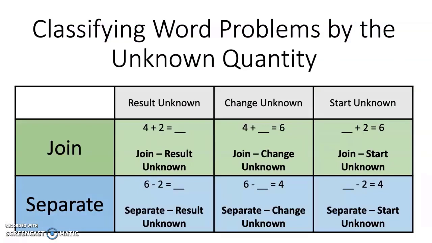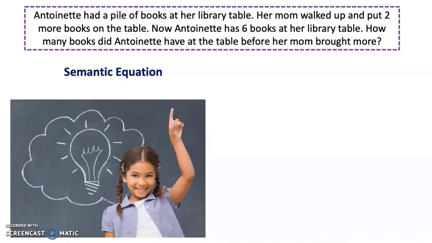Identifying the unknown quantity is how word problems are classified. And as you can see, there are 6 different ways that we can classify our action word problems. The word problem about Antoinette's books can actually be classified as a join, start unknown word problem.